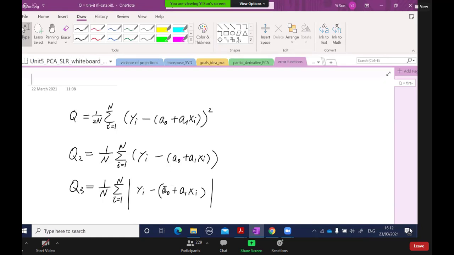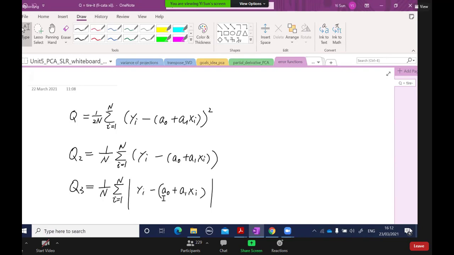Why can't we use Q2 and Q3? The problem with Q2 is that the errors are signed quantities. They are positive or negative, and the positive errors can cancel with negative errors. That is the problem. With Q3, the problem is that the absolute value function is not differentiable, and thus the tools and the results are not available.